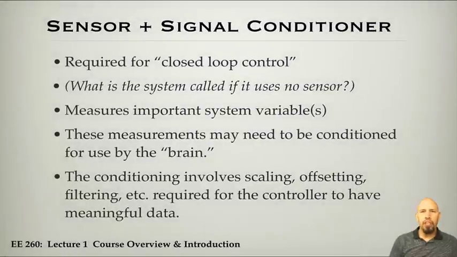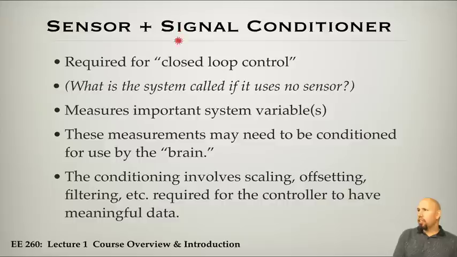We have a number of components in there. We have the sensor and signal conditioner. And again, that sensor is required for closed loop control. So what is a system called if it uses no sensor? If it's not closed loop, then it's what? Open loop, right, open loop control. And there are lots of valuable open loop control systems. So closed loop isn't the only way to go.